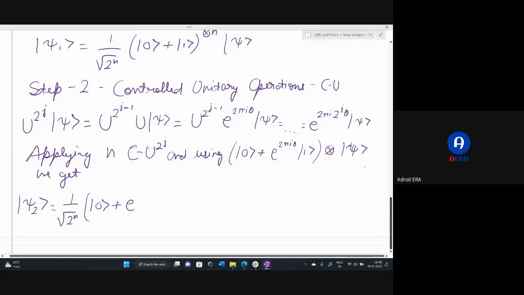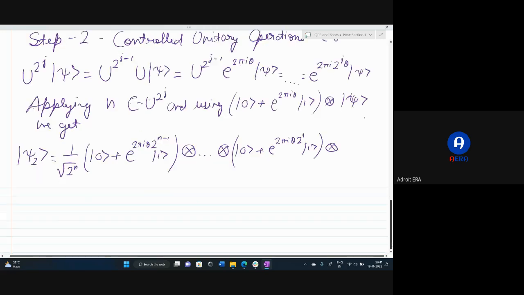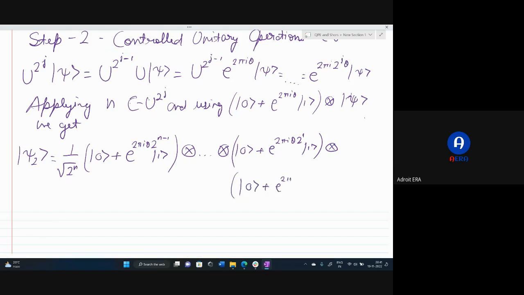e to the power 2 pi i theta 2 to the n minus 1, ket 1 is also there, tensored. And remember, we were able to get an equation very, very similar in the QFT also last week. Again, ket 0 and so on. This is a dot, right? e to the power 2 pi i theta 2 to the 1, and it goes till 2 to the 0, ket 1, tensored with the last value, ket 0 plus e to the power 2 pi i theta 2 to the 0, ket 1 tensored with ket psi.